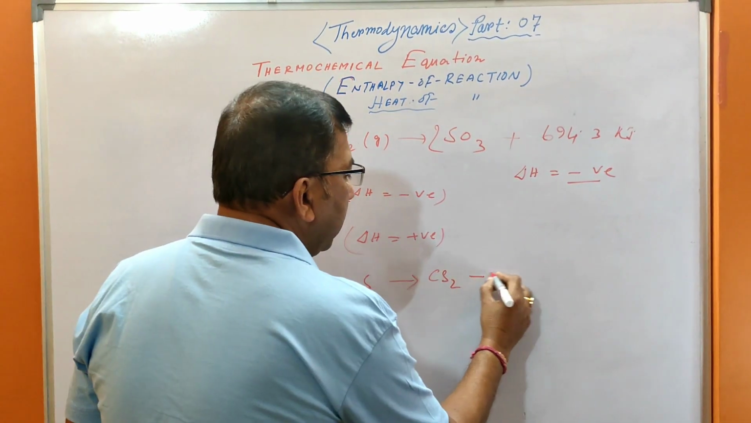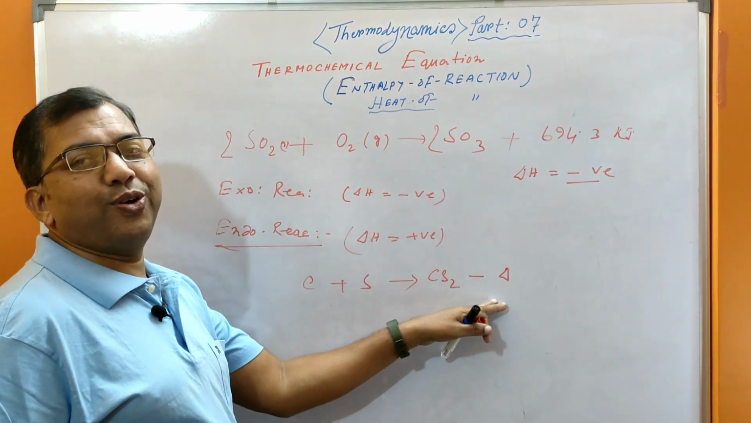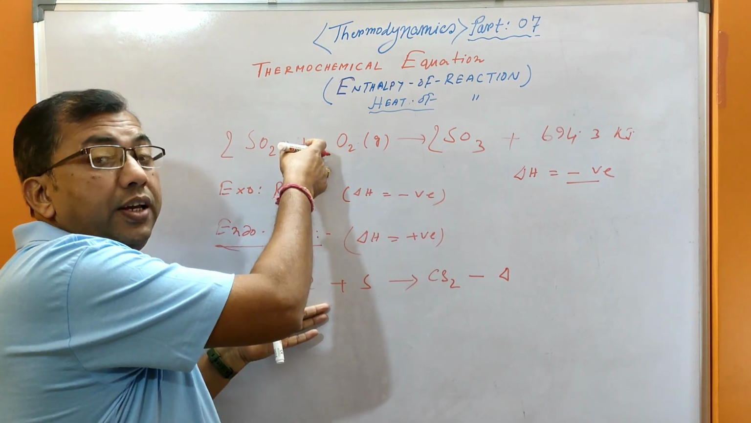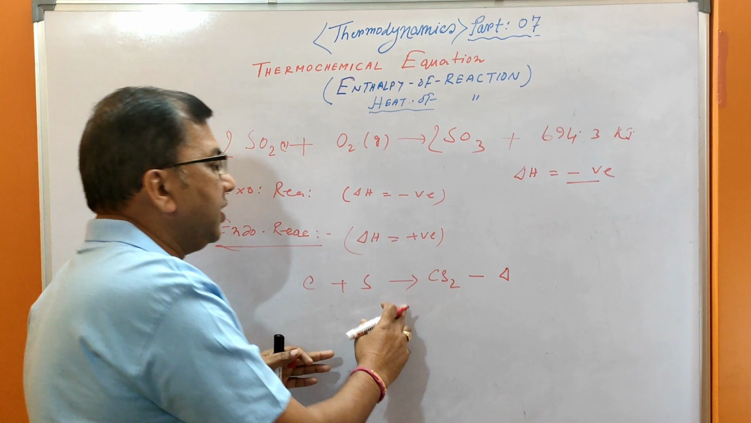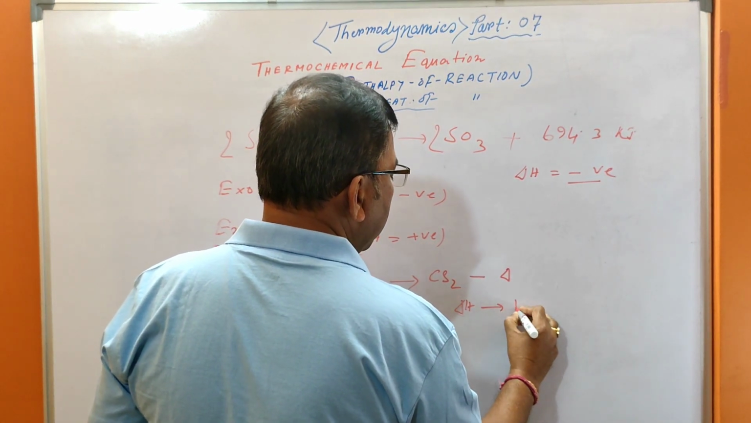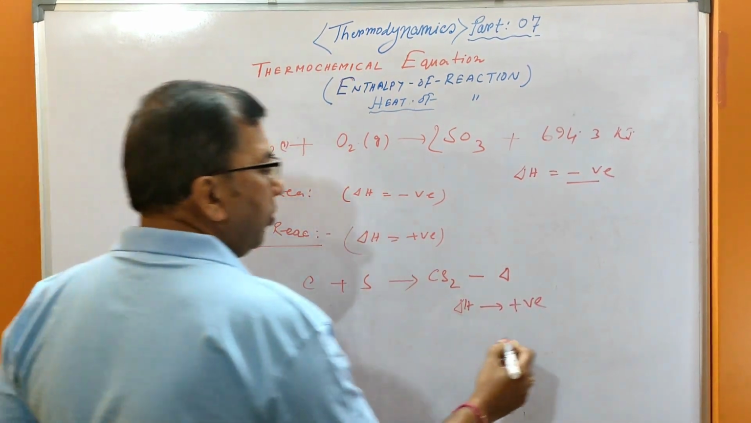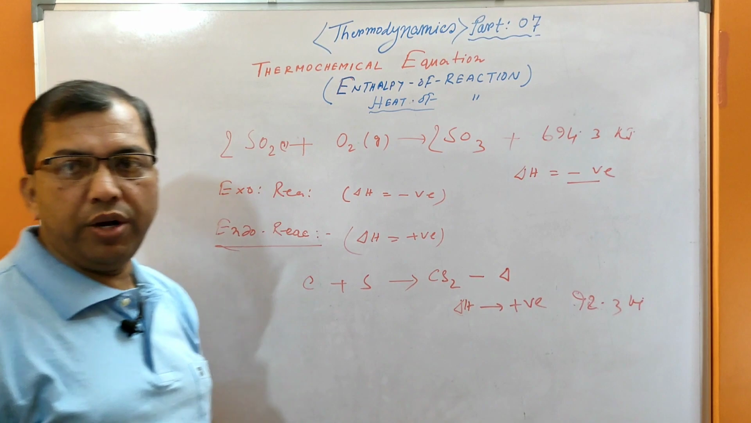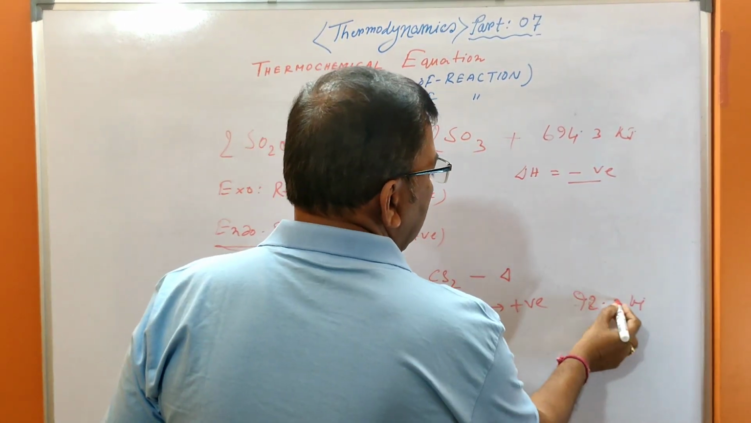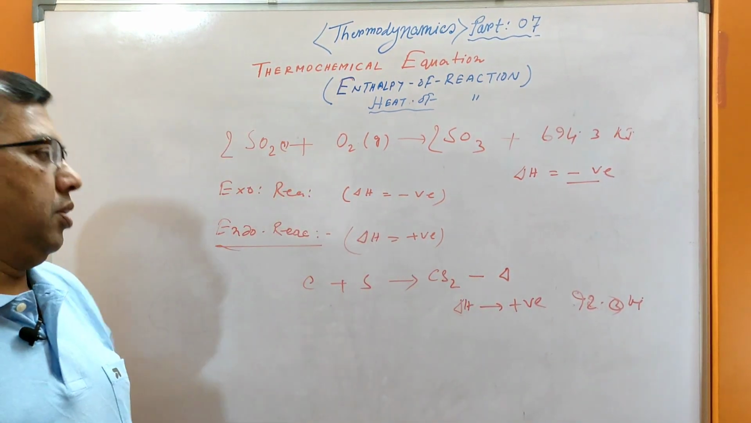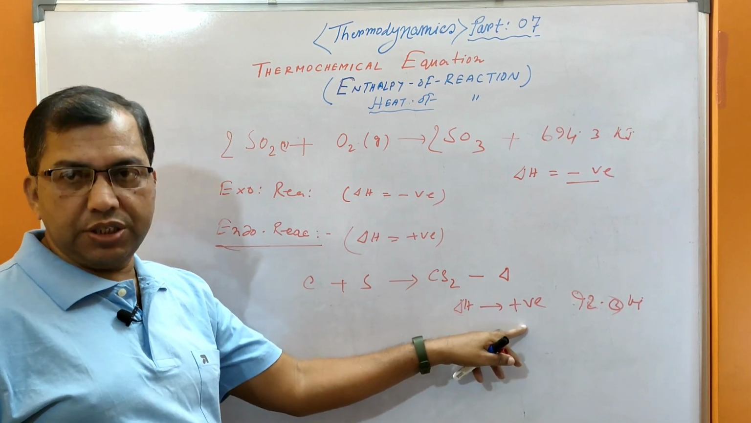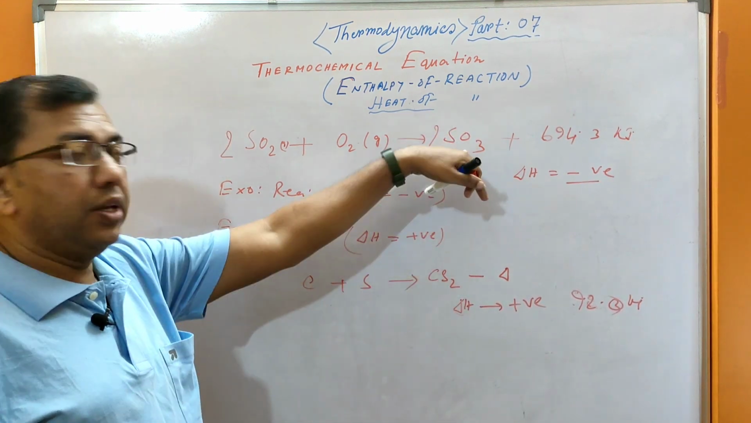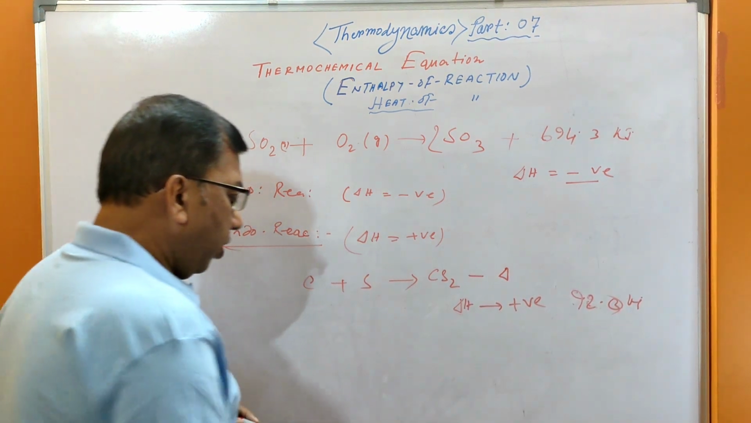In this case, heat will be absorbed. It has less energy, so it will absorb energy from outside. In this case delta H will be positive, approximately plus 92.3 kilojoule. The main thing is that delta H will be positive here, because heat is absorbed, whereas in the earlier case it was released. Clear?